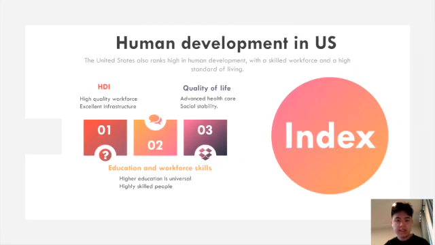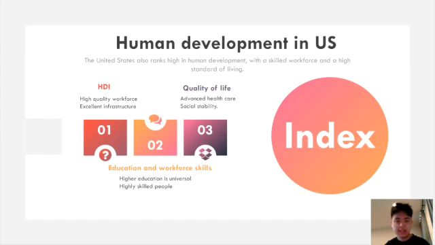The United States also ranks high in human development, with a skilled workforce and a high standard of living. Here we will analyze from the following three indicators. The first is the Human Development Index. The Human Development Index is 0.921 in 2023, ranking 21st in the world, meaning that the United States has a well-educated, healthy workforce and advanced infrastructure, which is critical for Australian businesses in need of professional talent.